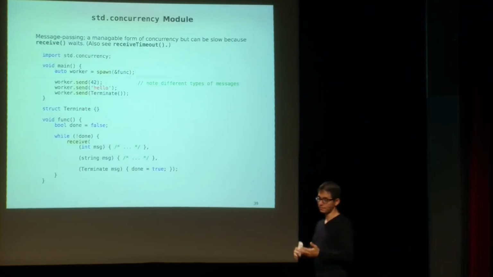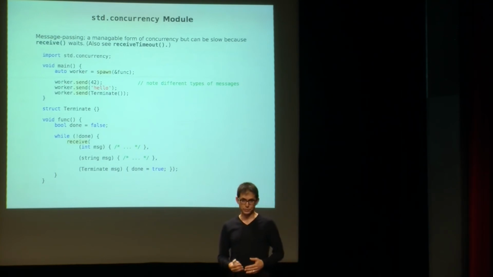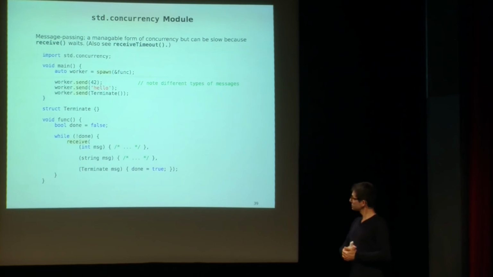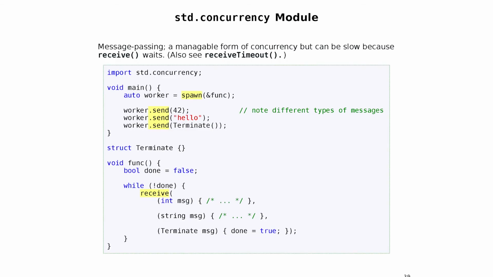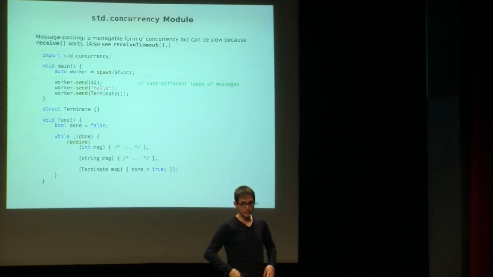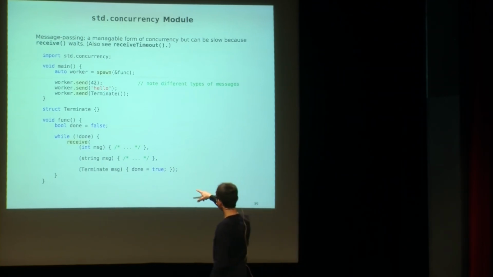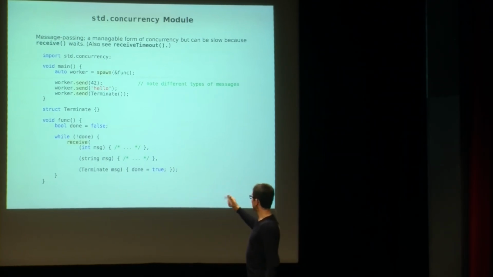And then another feature that we appreciate in D is std.concurrency, which uses a tried and true method of concurrency, which is message passing. Extremely simple. You spawn a thread starting on a function, and then you send messages to it. You're not limited on the type of messages, everything works, as long as the receiver knows what to do.